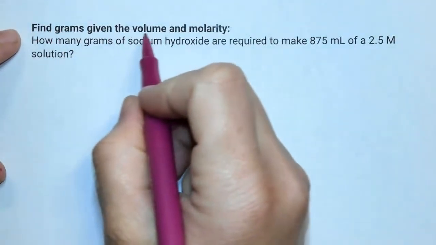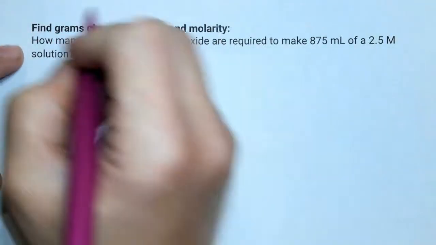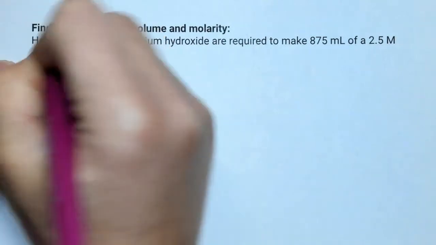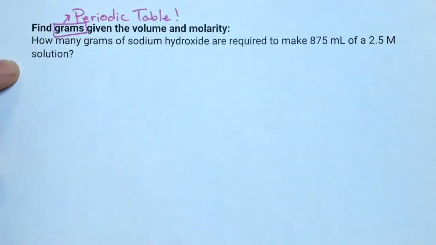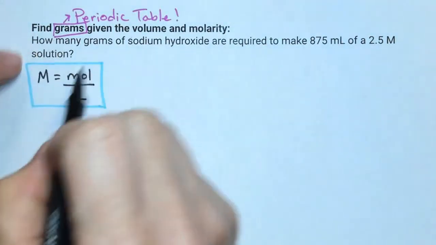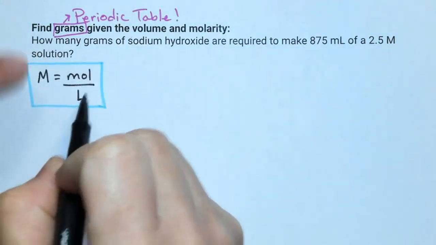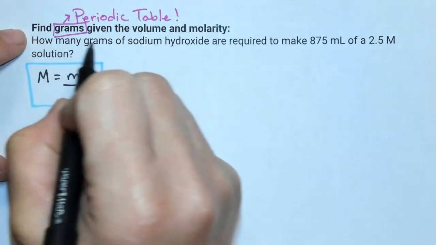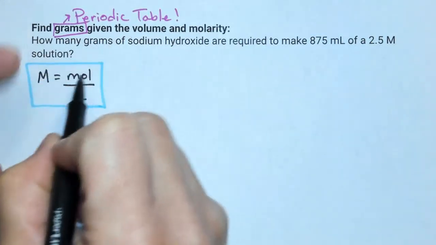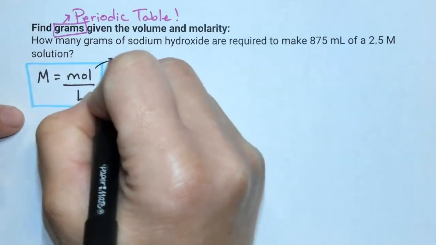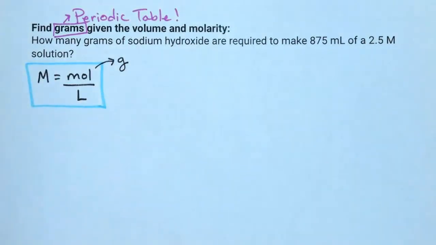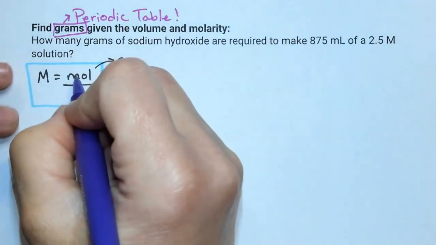Find grams given the volume and molarity. Anytime you see grams, that means you're going to need the periodic table. The equation is molarity equals moles over liter. We are told how many grams. So what you're going to have to find is the molarity, moles, and then you're going to change it to grams afterwards. So our X is going to be here at the moles.